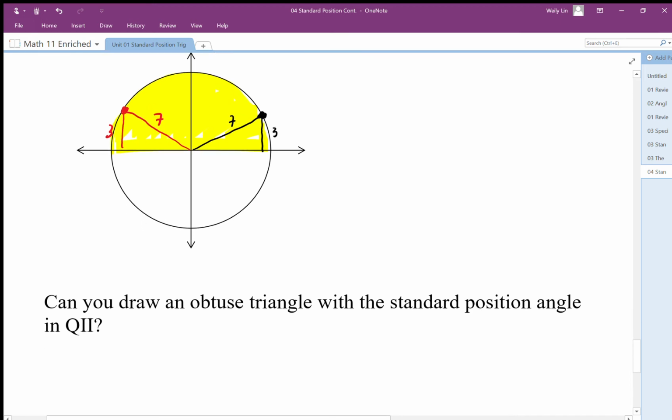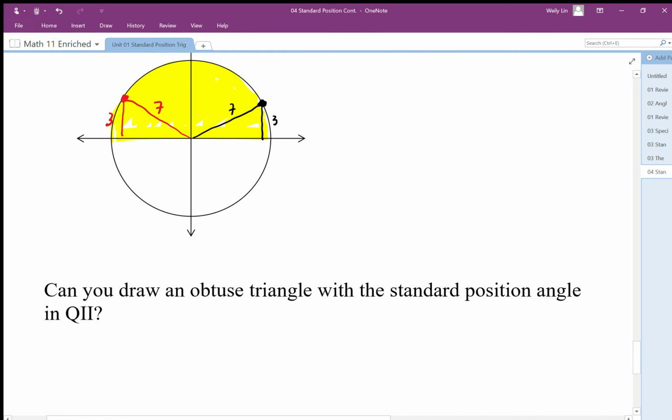So it says, can you draw an obtuse angle with a standard position angle in quadrant 2? Yes, we can. So we have our angle here, that's our acute angle, and that is our obtuse angle here. So this is theta 1, we'll call this, and this is theta 2. So there's always two positions that we have to consider when we're dealing with either sine, cos, or tan.